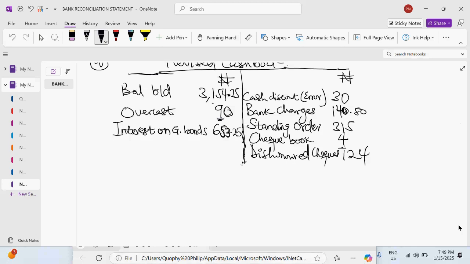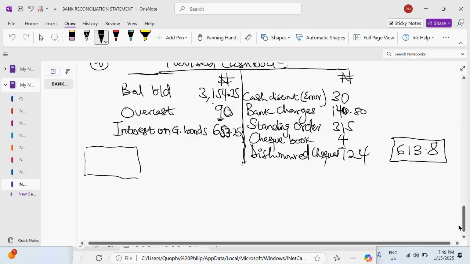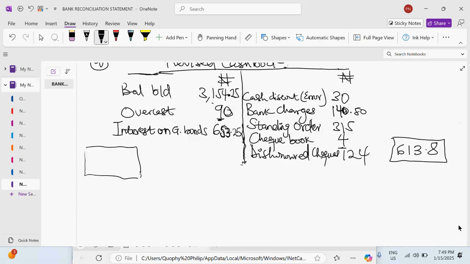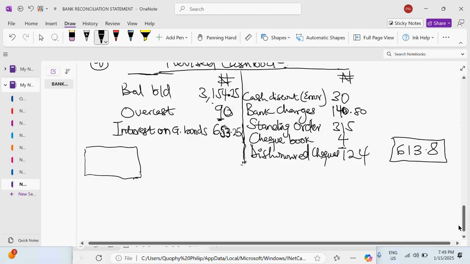Credit side is 613.8. Did I hear 612? 613.8. Okay. So this is what someone is getting for the credit side. What are you getting for the debit side? So please, I have a question. Give me the balance for the debit side, then you ask your question.